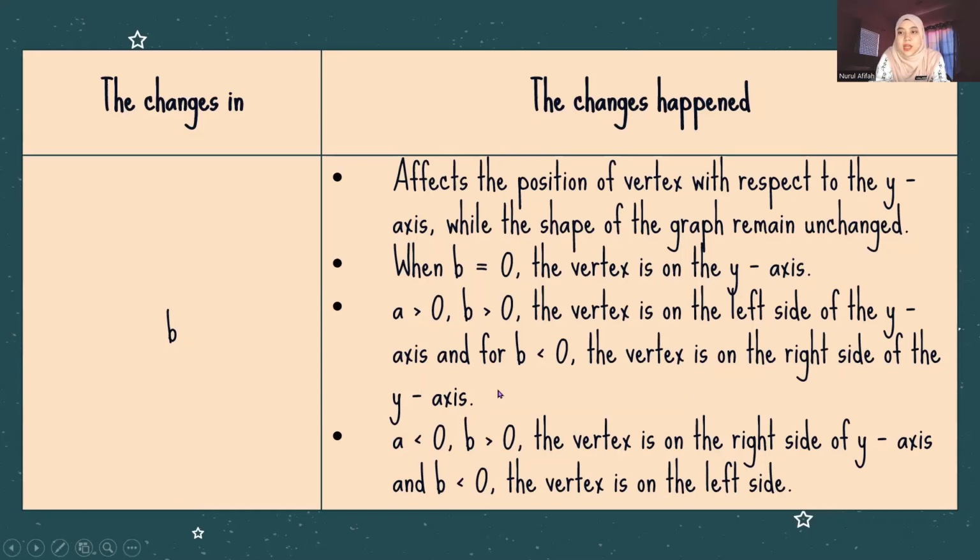While if B less than 0, which is -2, -4, -5, the vertex is on the right side of the y-axis. But for the graph A less than 0, when B more than 0, the vertex is on the right side of the y-axis. And when B less than 0, the vertex is on the left side.